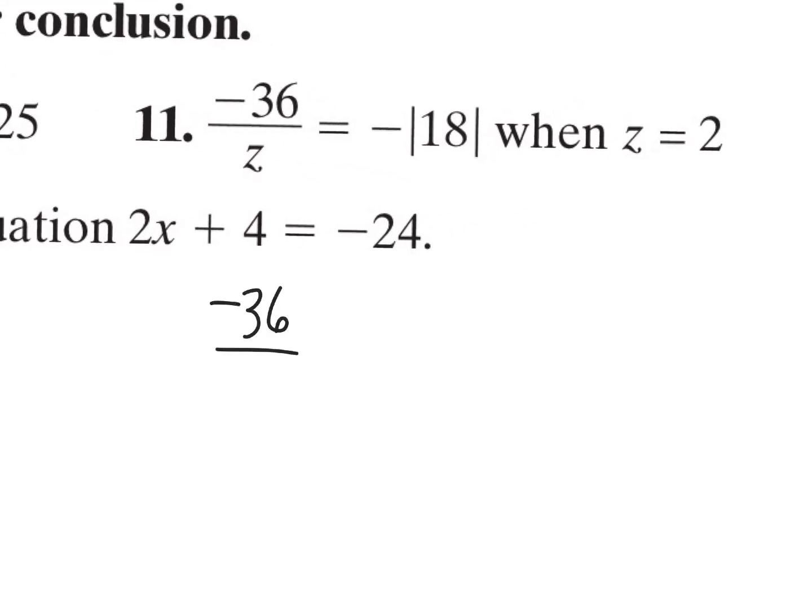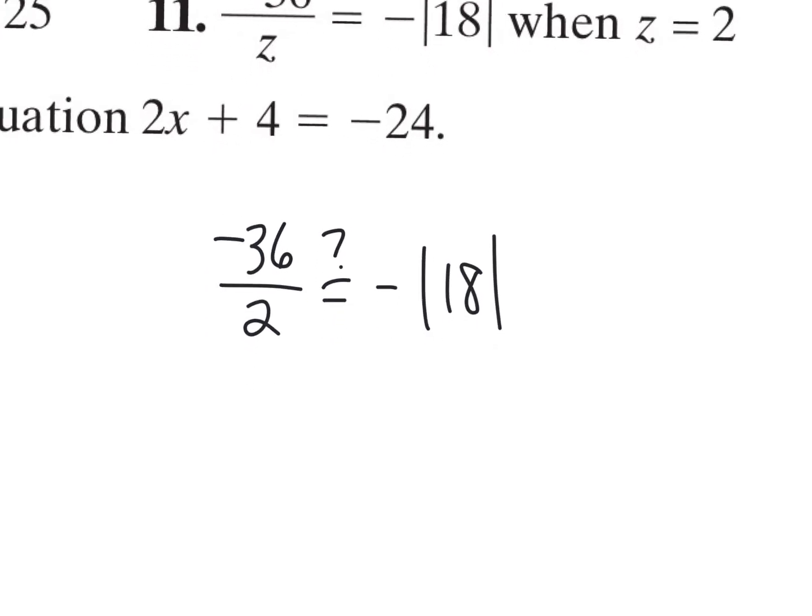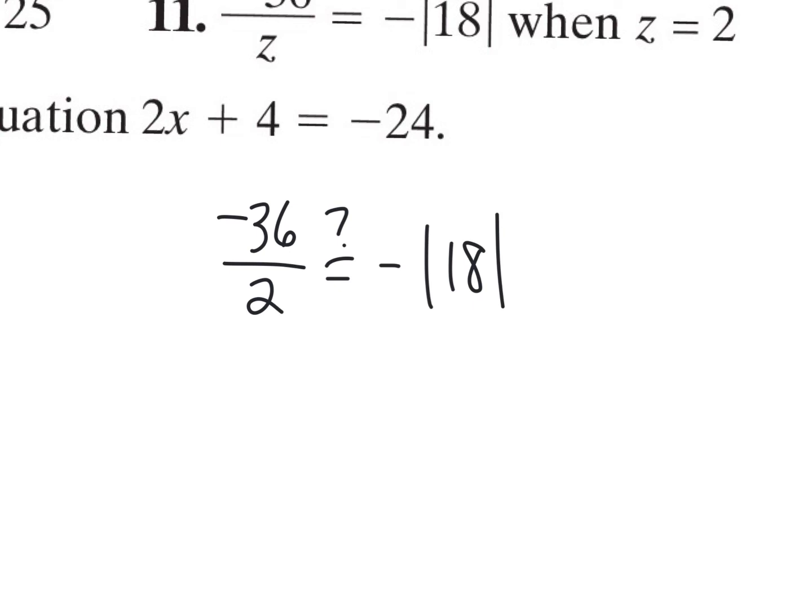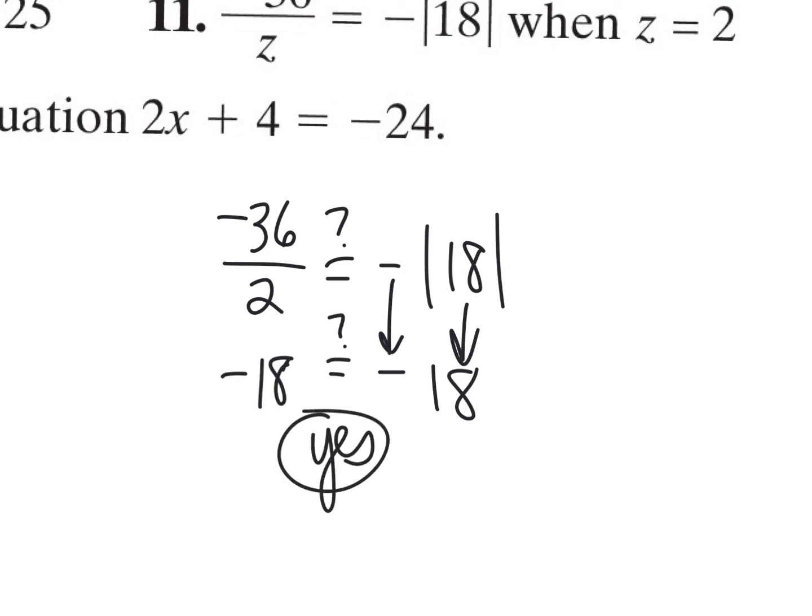if z equals 2, we put a 2 in place of the z. So negative 36 divided by 2, negative divided by positive would be a negative, and that would be 18, so negative 18. And over here, notice the negative is out in front of the absolute value bars, so that needs to just come straight down. And then absolute value of 18, how far is 18 from 0, would be 18. And so that does work. So 2 is a solution. z equals 2 is a solution of that equation.